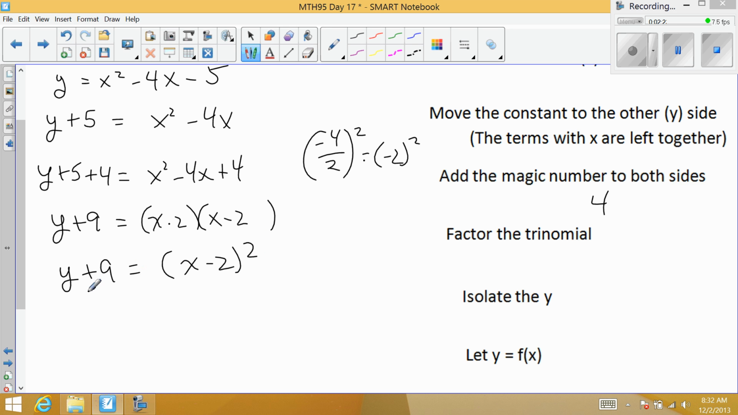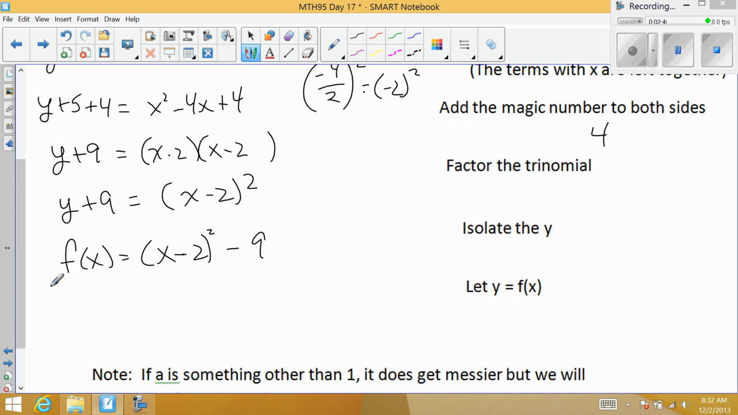I want to isolate the y again, so I'm going to subtract the 9 back over to the other side, and then rename the y as f(x). So f(x) = (x − 2)² − 9. Now I'm in the completed square format. My vertex will be (2, −9), my h and my k. Remember again that it's x − h, so the h is +2, and then it's plus k, so plus −9, so my k is −9.